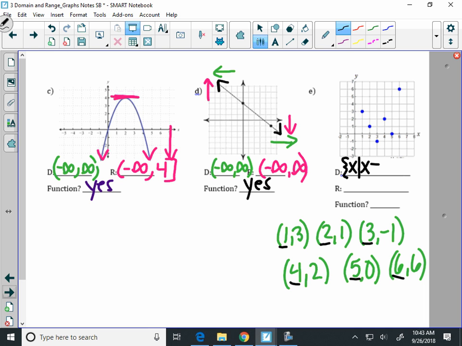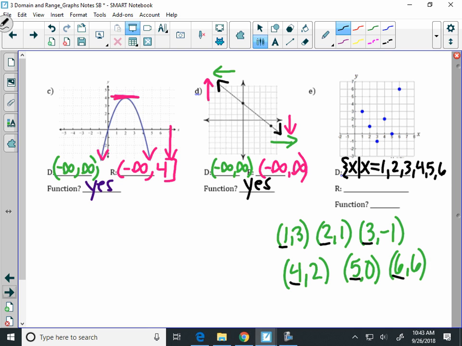The only x values in this domain are 1, 2, 3, 4, 5, and 6. Now you cannot put an interval there because if I wrote that from 1 to 6, that would mean 1.5 and 2.2, which are not on this graph. So you can't do the interval.